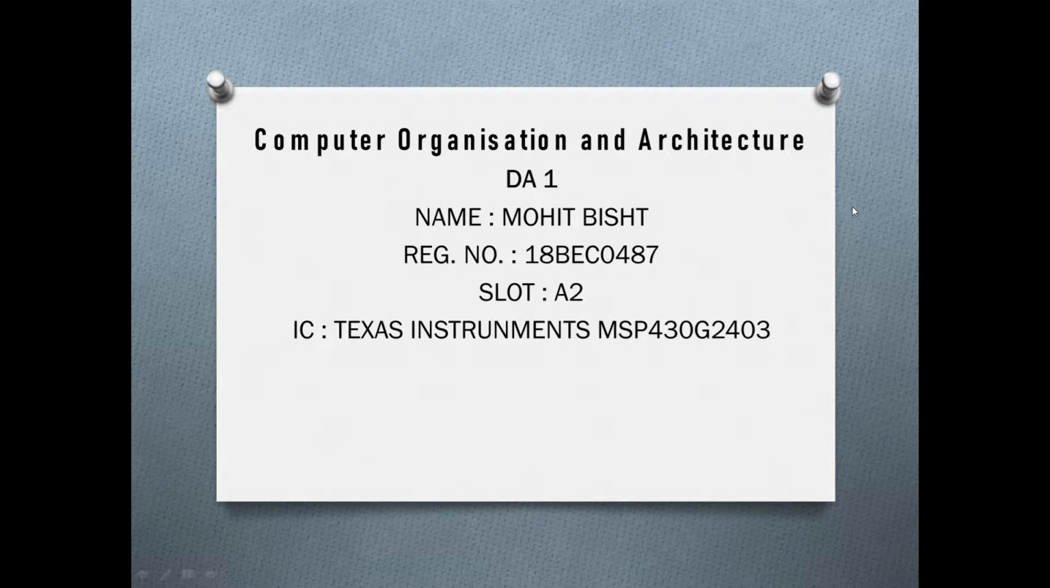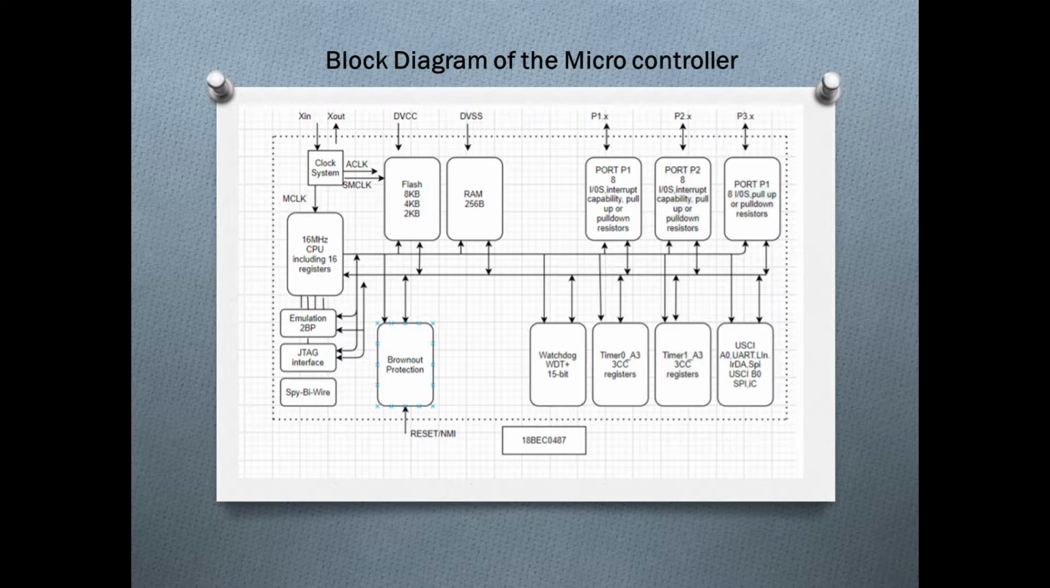I'm here to discuss my microcontroller IC, the MSP430G2403 by Texas Instruments. So here's the block diagram of my IC, which consists of RAM with 256 bytes, a CPU with 16 megahertz of frequency including 16 registers, ports with interrupt capability, pull up and pull down registers. It has two timers, timer 0 and timer 1 with 3 CC registers.